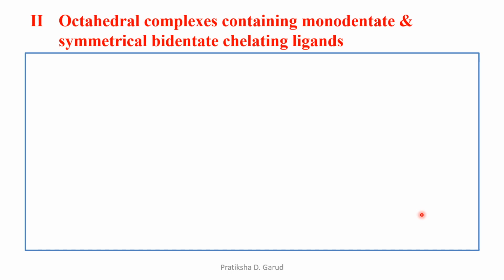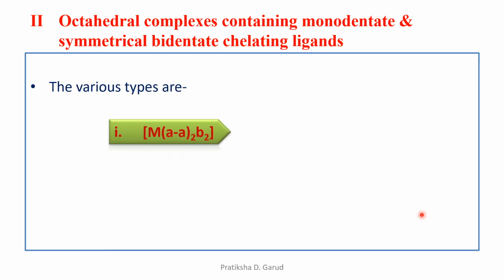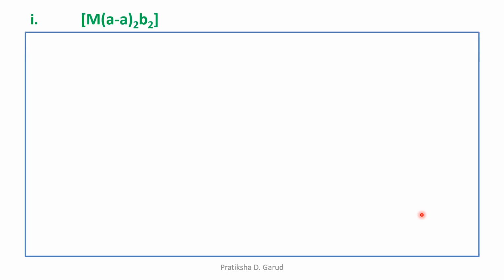Now the second type of octahedral complexes, that is the octahedral complexes containing monodentate and symmetrical bidentate chelating ligand. Now there are 2 types possible. The first one is M(AA)2B2 and the second one is M(AA)2BC. That means here it consists of monodentate ligands as well as bidentate chelating ligands. So let's study the first type, that is M(AA)2B2.